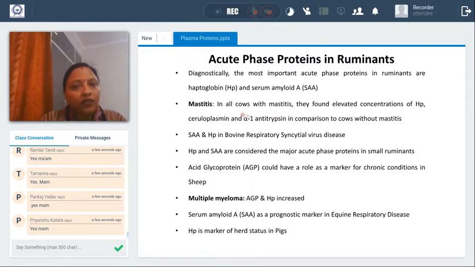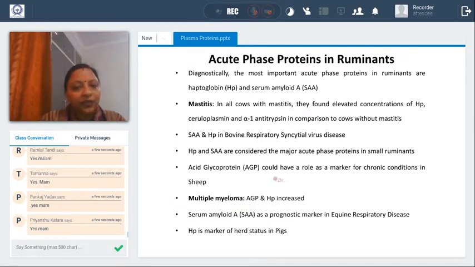Mastitis: in all cows with mastitis, they found elevated concentration of HP, ceruloplasmin, and anti-alpha-1 antitrypsin in comparison to cows without mastitis. So, in mastitis, most important is HP. SAA, that is serum amyloid A, and HP in bovine respiratory syncytial virus diseases. HP and SAA are considered the major acute phase proteins in small ruminants. Acid glycoproteins AGP could have a role as a marker for chronic condition in sheep.